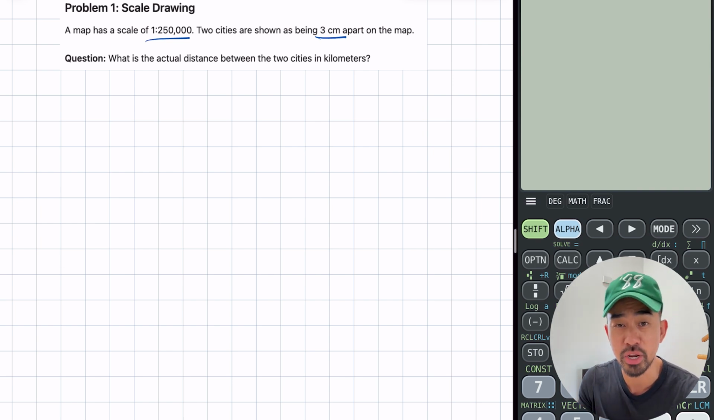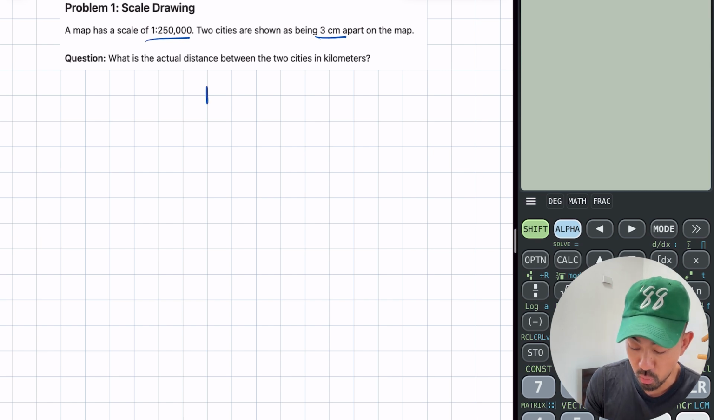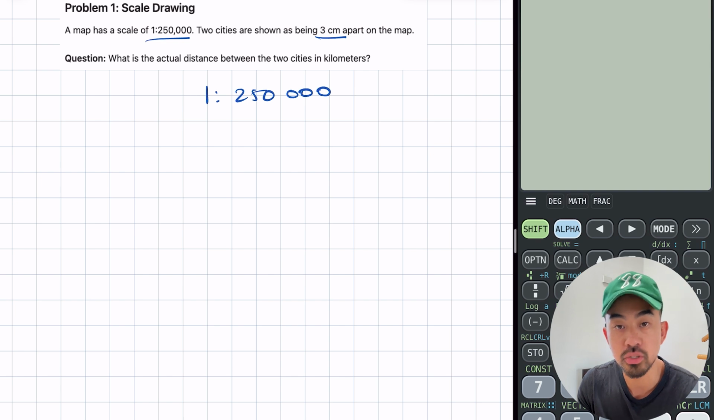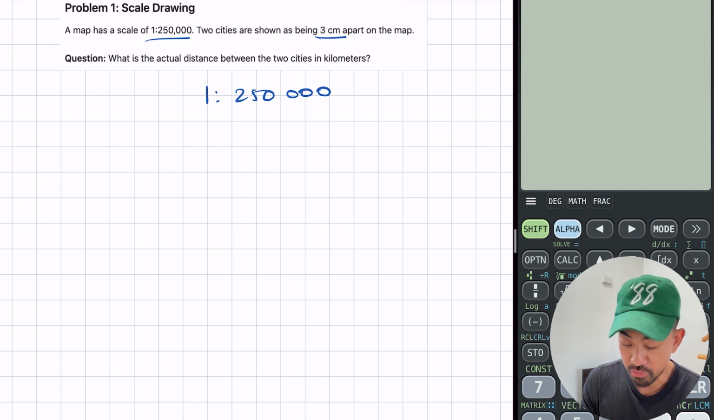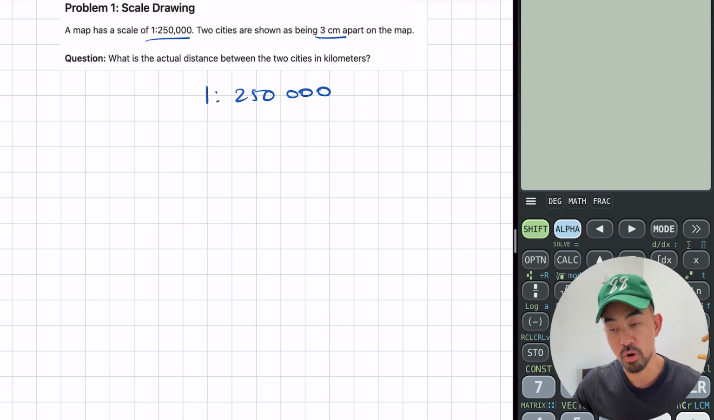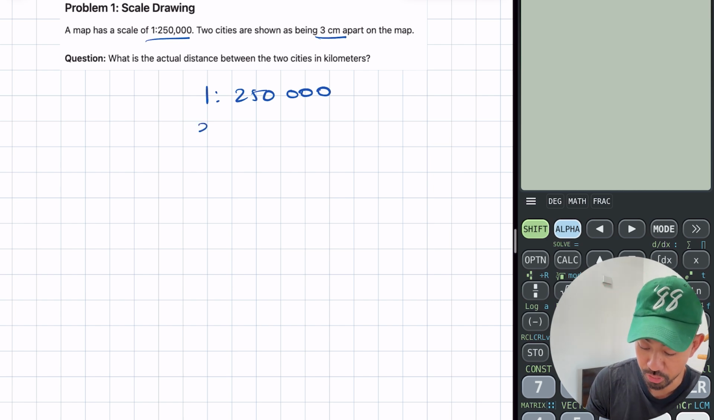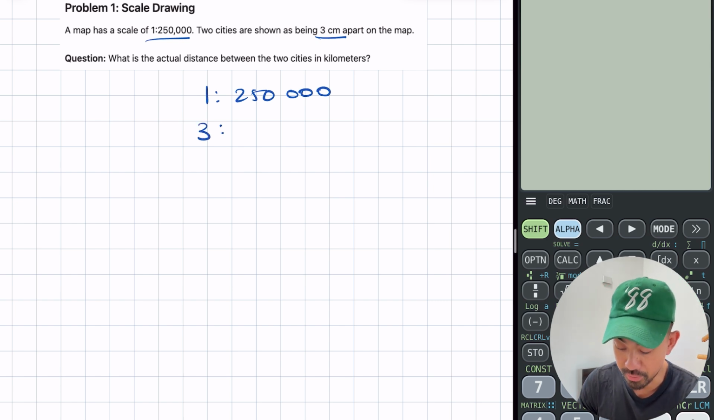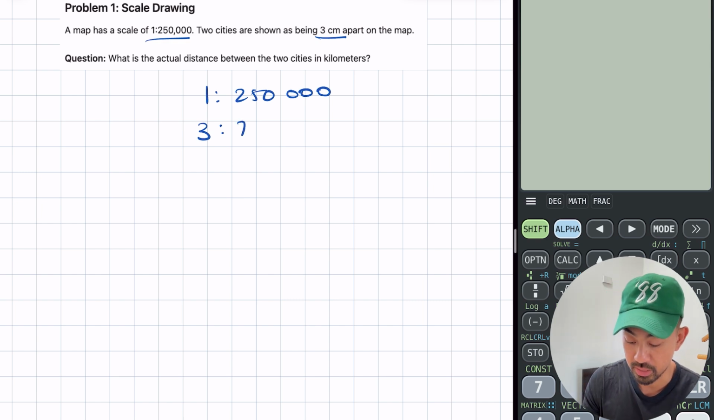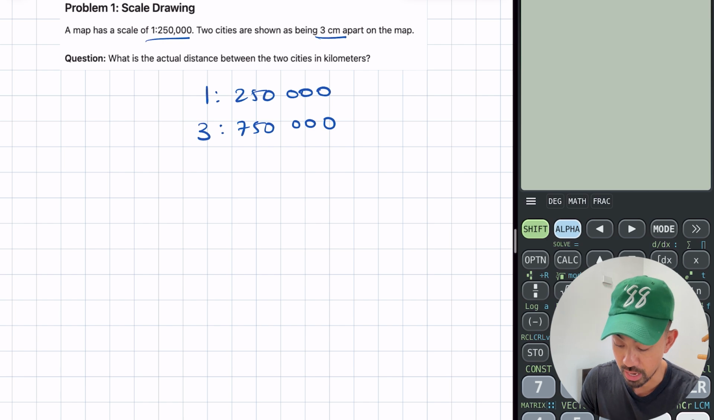Okay, so when it comes to ratios, technically there's no units, but when we say 1 to 250,000, it's either no units or it's the same unit. So for example, for every 1 centimeter on the map, it's going to represent 250,000 centimeters in real life. So here we've got 3 centimeters on the map. So in real life, it's going to have to be 3 times that. So it's going to be 750,000 centimeters in real life.